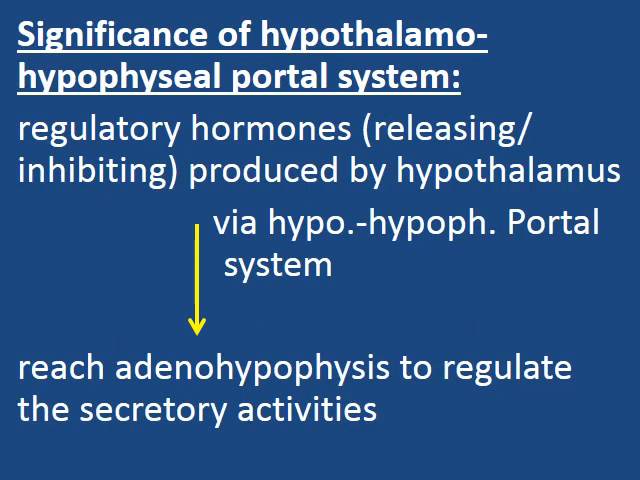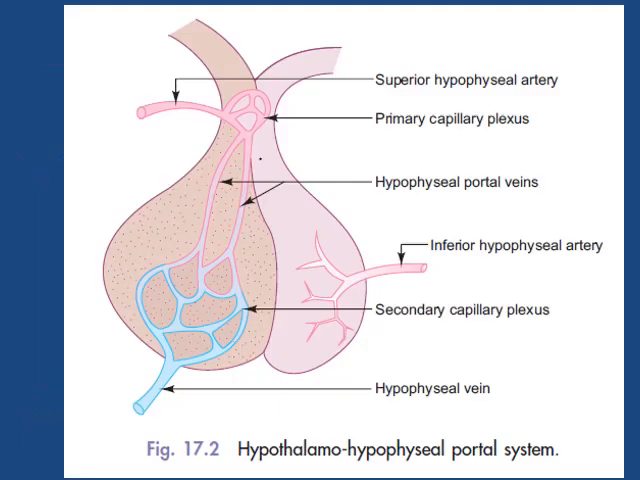Now, what is the significance of this hypothalamo-hypophyseal portal system? The regulatory hormones, that is the releasing and inhibiting hormones produced by the hypothalamus, via the hypothalamo-hypophyseal portal system reach the adenohypophysis and regulate its secretory activities. Thus, this is the picture showing the hypothalamo-hypophyseal portal system.